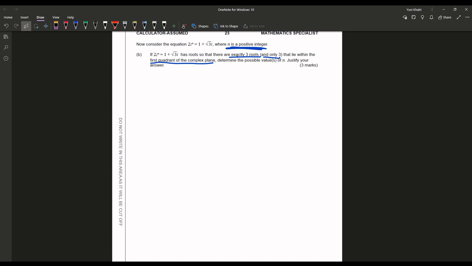Justify your answer. Now what this question is asking is that when we find the roots of this, so we solve for z, and there's going to be n z's of course because it's z to the n, it's asking what are the values of n so that there's only 3 roots in the first quadrant of the complex plane. So 3 roots here. To do that, first we're just going to rearrange for z to the n. So that's going to be a half of 1 plus root 3i. And converting this to polar, which we've done before, we get cis of pi over 3.